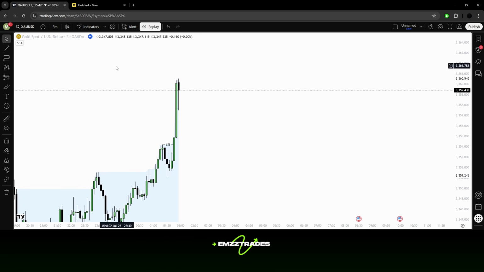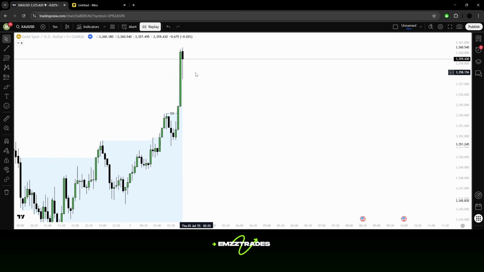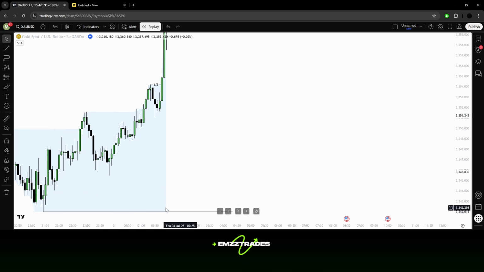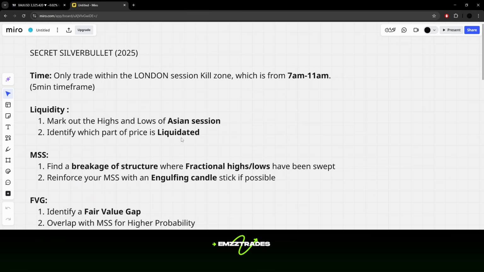As soon as liquidity gets swept from one level, you aim to take the trade towards the other level. So the highs got swept, now we aim to take the trade towards the downside with sells, and if it's the bottom that got swept first, it's the same thing. We aim to look for buys. Now we're going to find a breakage of structure where fractional highs and lows have completely been swept, and then we can reinforce our market structure shift rather than go for candlesticks, right?